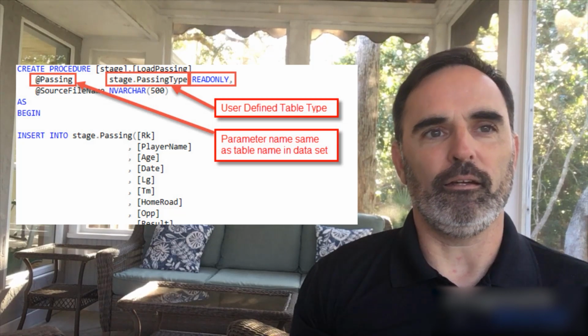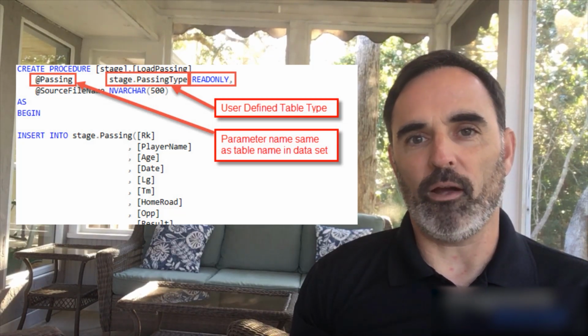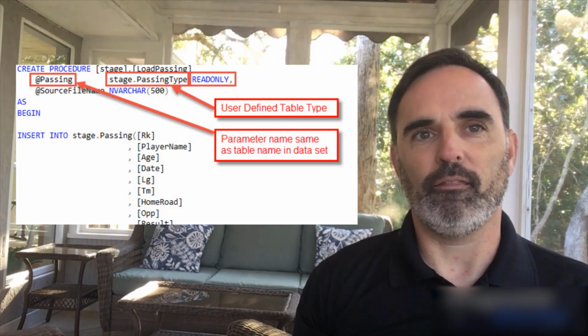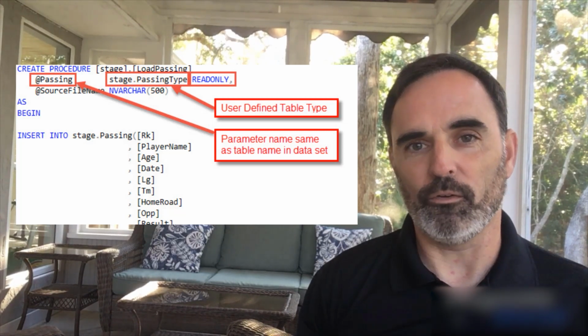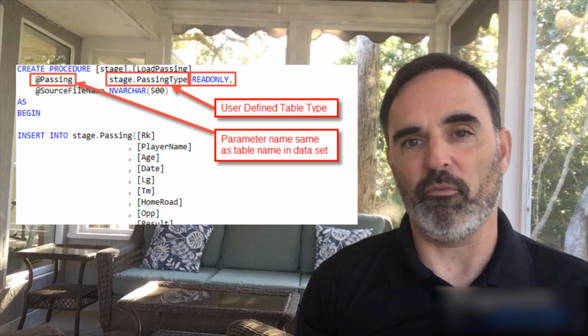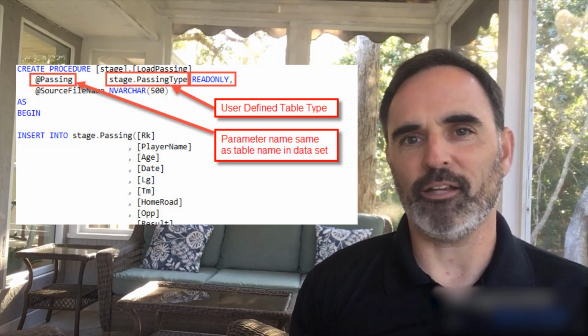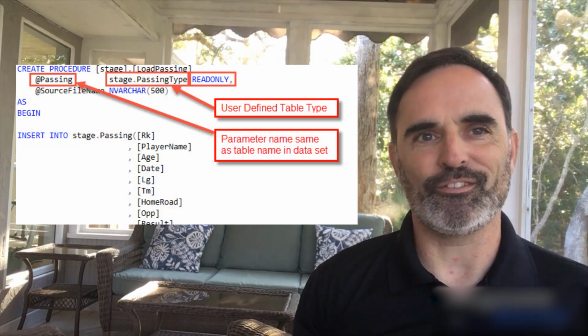Now, the key here is at the very beginning, up at the top there, I've created a parameter using that data type that I created earlier. And the parameter name that I chose here was just passing. That's the name of my parameter. Now, you want to take note of that parameter because we're going to need that in just a second. Okay?